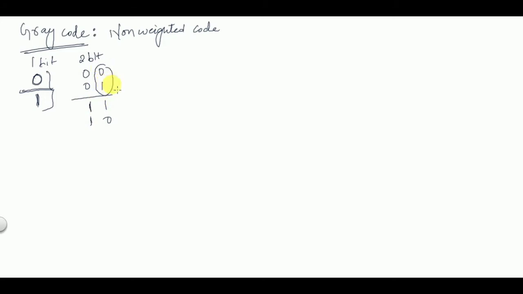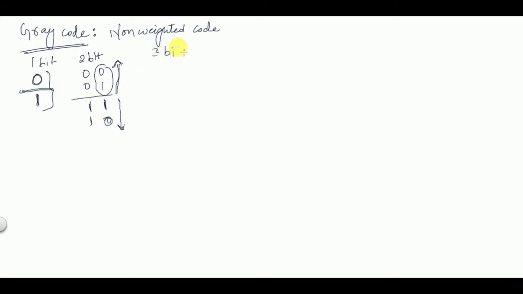If the image is in this direction, then its mirror image will be in this direction. So you have to write all the values in this direction, that is 1 and 0. I have written 1 and 0 like this. So this is called the mirror image property.